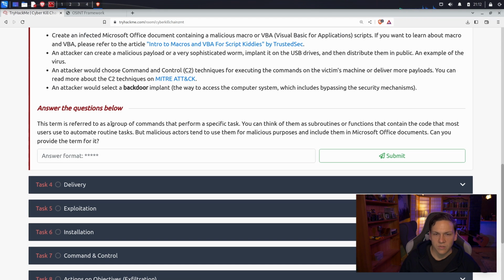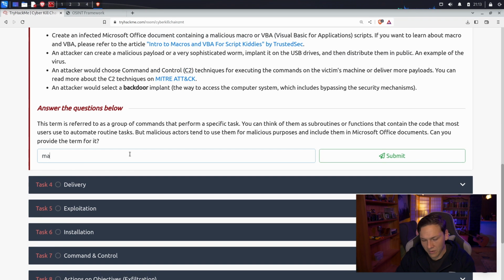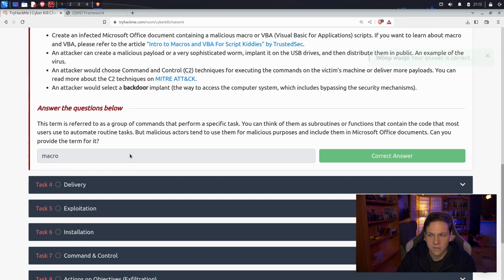This term is referred to as a group of commands that perform a specific task. You can think of them as subroutines or functions that contain the code that most users use to automate routine tasks, but malicious actors tend to use them for malicious purposes and include them in Microsoft Office documents. Can you provide the term for it? It's either a macro or a script. So we'll try a macro. There we go, macro. Let's move on to delivery.